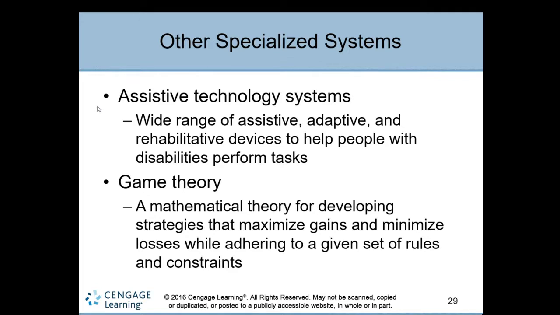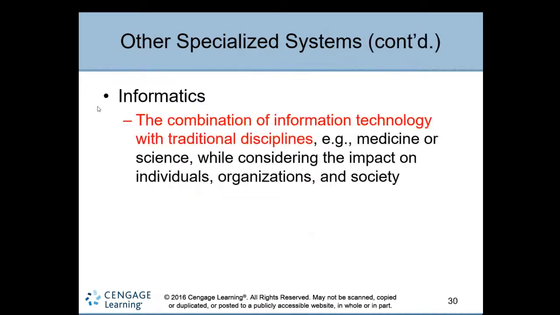It is a mathematical theory for developing strategies that maximize gains and minimize losses. This is mostly probabilities, like the chess game, right? Maybe you know the chess game. It is based on probabilities, mathematical, so that you maximize gains and minimize the loss by following some rules and constraints, nothing but conditionals, right? So that's one thing here. Game theory, specialized systems, mostly in games development, you can say.